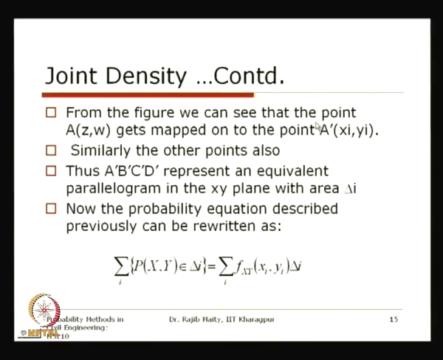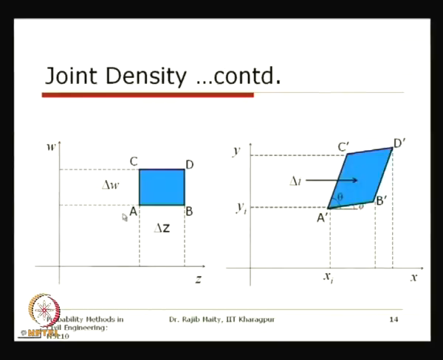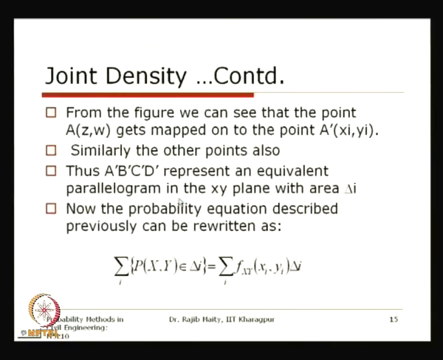We can see that the point A (z, w) gets mapped onto the point A prime (xi, yi). So A is mapped to the point A prime whose coordinates are xi, yi. Similarly, the other points B prime, C prime, D prime will also be mapped in a similar way. Thus A prime, B prime, C prime, D prime represent an equivalent parallelogram in the xy plane with the area delta I, which we have just shown in the figure.